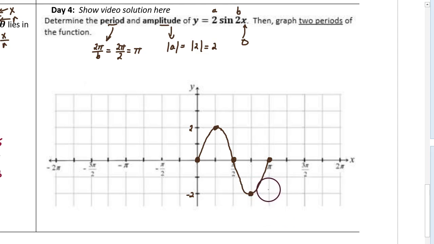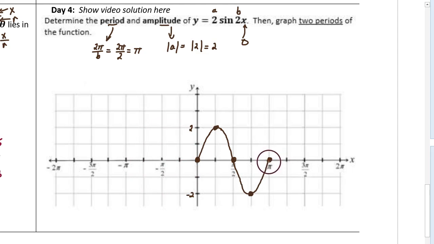Nothing in the directions say where to draw the next period. So we could go farther to the right and draw it in this area, or we could draw another period to the left of the origin, kind of in this area. I'm going to keep going to the right.